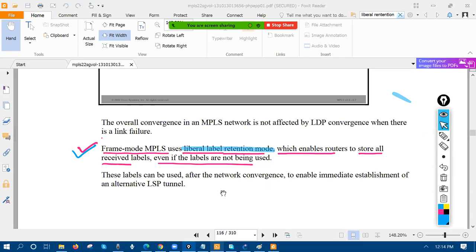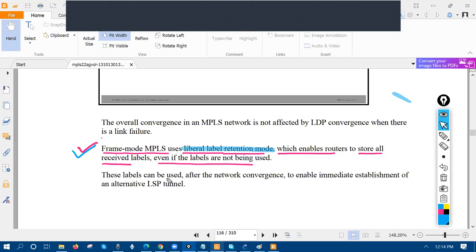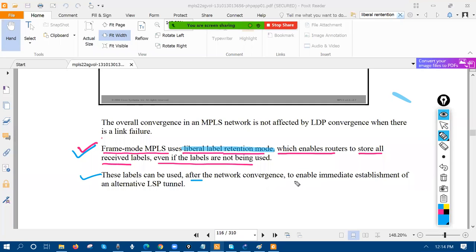Why are they maintaining all this information? Just because of the convergence time. Because these labels can be used after the network convergence to enable the immediate establishment of the alternative LSP. That's it. Clear? Sir, show the MPLS bindings output once.